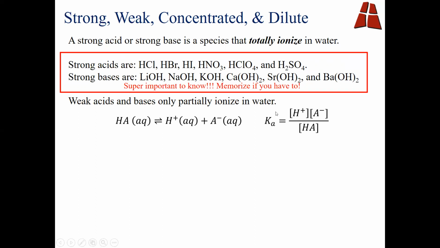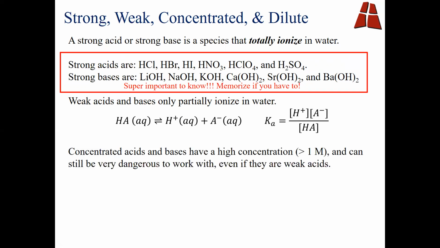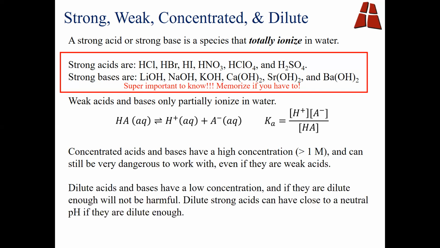We would, of course, then calculate our equilibrium constant Ka by doing our products over our reactants raised to their powers. Something that we didn't talk about last class that we'll get into is that we have strong and weak acids. We also have concentrated acids and dilute acids. Concentrated acids or bases are anything with a greater than 1 molar concentration. They can still be very dangerous to work with, even if they're weak acids.